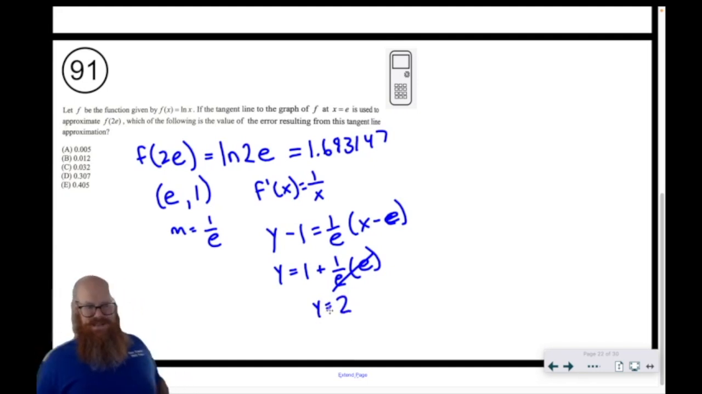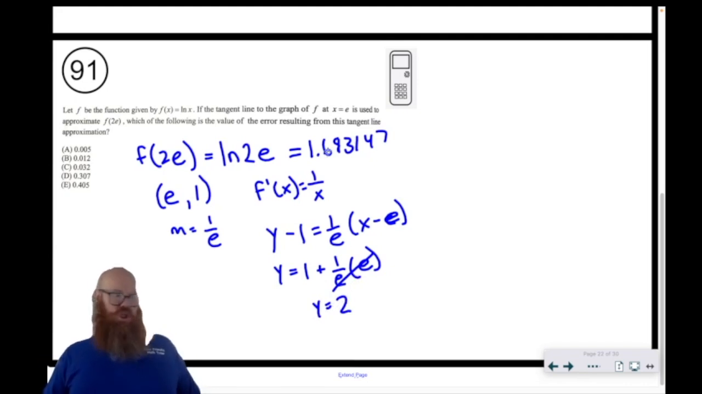Well, the distance, how far off I am, is just 2 minus the 1.69. And that is about 0.306, which really is 0.307, which is D.